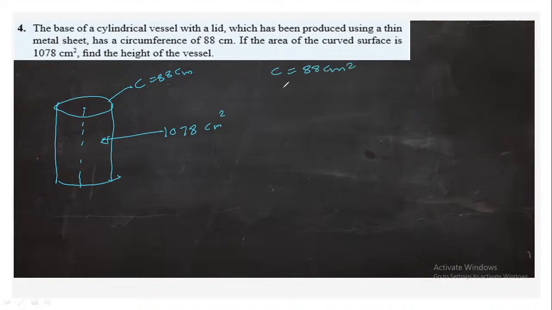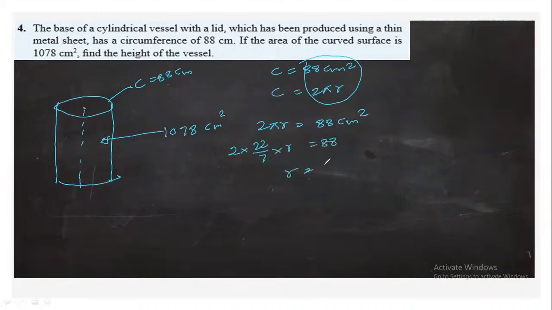88 centimeter, C equals 2πr. So you can find the radius here, right? 2πr equals 88 centimeter. Then 2 into 22 over 7 into r equals 88. Then 88 into 7 over 44. That is 14 centimeter radius, right? We got the radius as 14 centimeter.